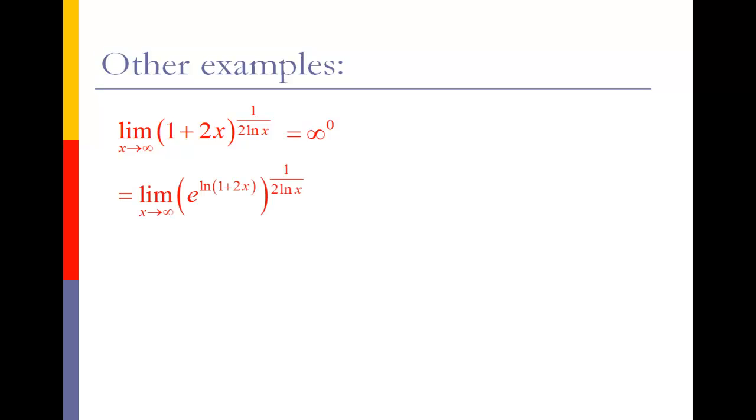The way we're changing it, we're going to write the base as e to the power ln of 1 plus 2 to the x. Remember, every positive number, and certainly 1 plus 2x is going to be positive as we go to infinity, can be written as e to the power of ln of the number itself. At this point, I have a power of a power, and I can combine the two exponents into a single one by simply multiplying them. So I end up figuring out that what I'm computing is the limit as x goes to infinity of e to the power ln of 1 plus 2x over 2 ln x.